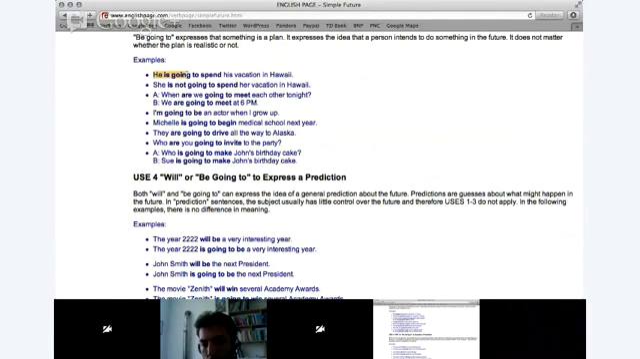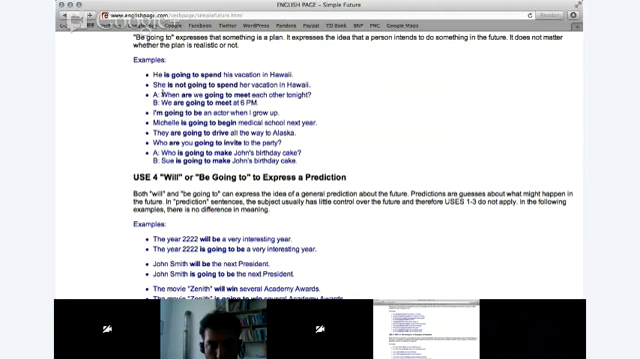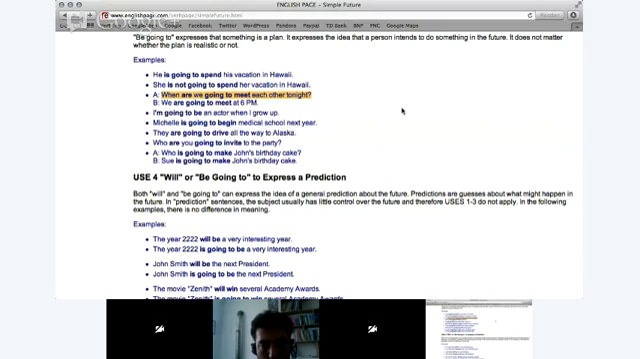Okay. So you know about your plan, and you say about this plan to other people, to another person, for example. So the example is, he is going to spend his vacation in Hawaii. So we know at the start that he's going. That's why we say he's going to, but not will. He will spend. And when are we going to meet each other tonight? Because we wouldn't say when will we. We can also say when will we meet each other tonight, but you won't hear that as often as when are we going to meet each other tonight.